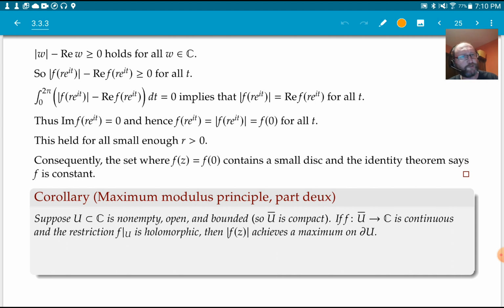Now, there's a corollary, and this is a sort of useful corollary. Suppose that I have a bounded open set. It should be non-empty, that's just a technicality, but it should be an open bounded set. The point is that once it's bounded, the closure of U is compact. And suppose that I have a continuous function on the closure of U, so including the boundary, and if I restrict to the inside, I have a function on U that we're assuming is holomorphic.